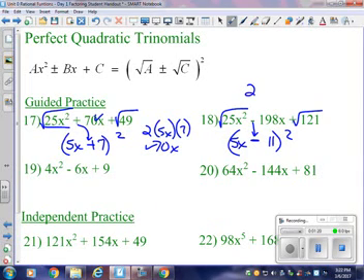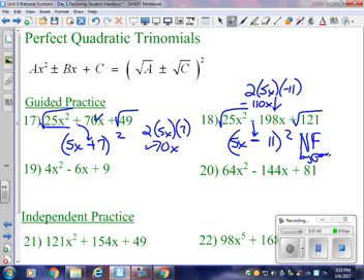But now I've got to do 2 times the first times the last to see if it makes this negative 198. Well, 5 times 2 is 10, and 10 times 11 is 111. No, excuse me, 110. So that means that I did not get what I wanted. So this is not the correct answer. This is not factorable by perfect. Now, it might factor by some other method, but it's not factorable by perfect.